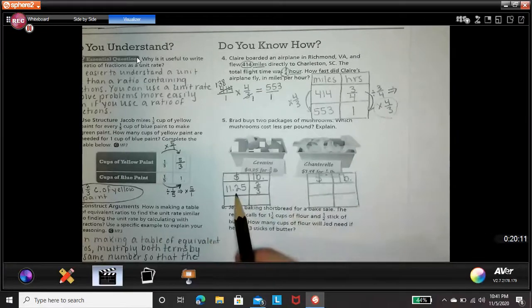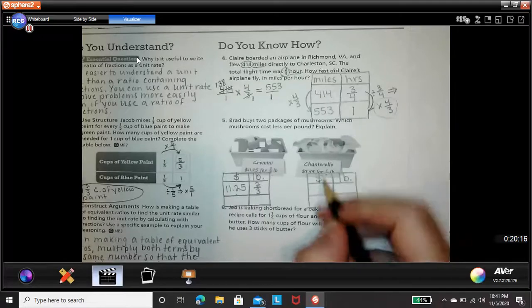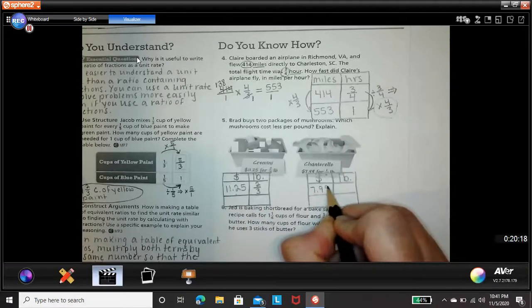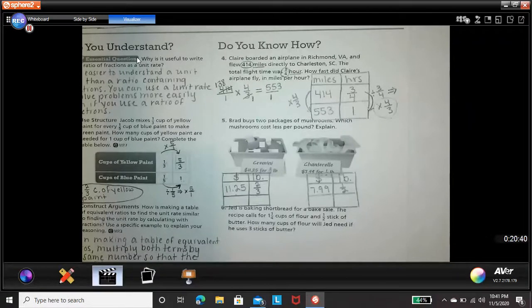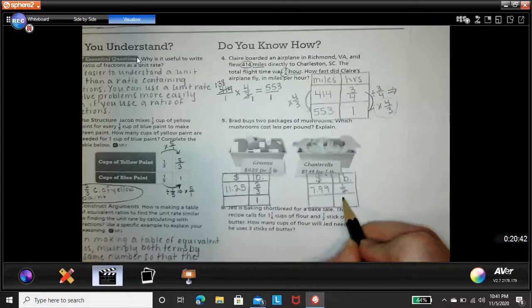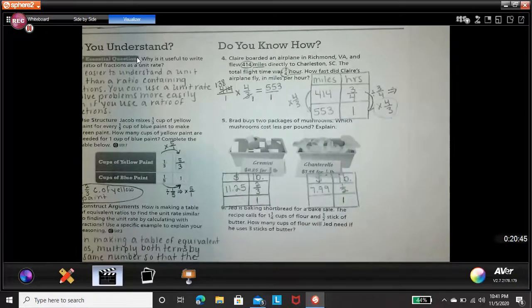Going to fill in $11.25 for 2/3 pounds, and in this table $7.99 for the half pound. Okay, decide where you want the 1 to go and write it in the table. Since we're trying to find the cost per pound, the 1 would go in the pound column at the bottom.